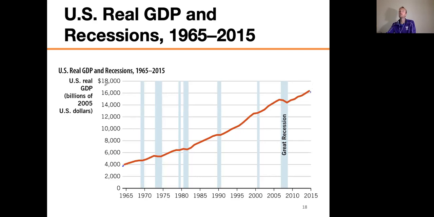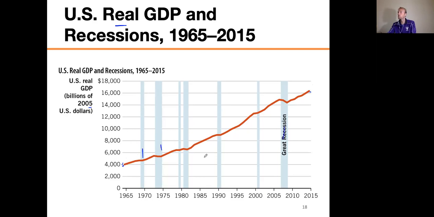Okay, so here's the real GDP, total GDP, not per person. We're here at about 4 trillion in 1965. We're here at about, I don't know, 16 or 17 trillion in 2015. This is real. It's controlling for inflation. It's using the 2005 prices. That's how we control for inflation. We just make every item that was made in all this time, we pretend as if it had the price from 2015.